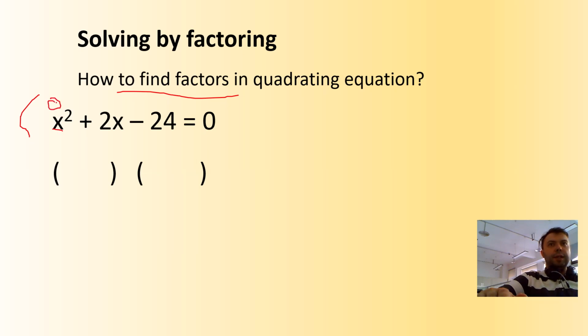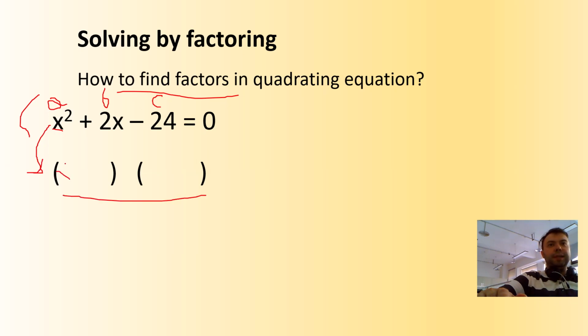This is called coefficient a, this is coefficient b, and the last one is coefficient c. They have specific values: a is 1, b is 2, c is negative 24. So when we solve it by factoring, we need to bring it to this form, as you can see here, with parentheses, two sets of brackets.